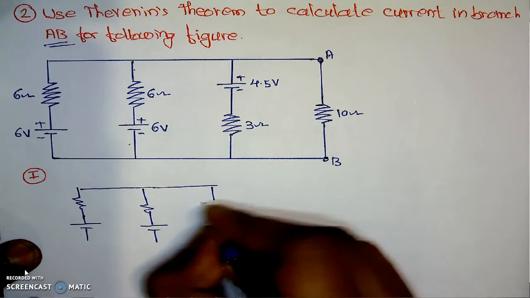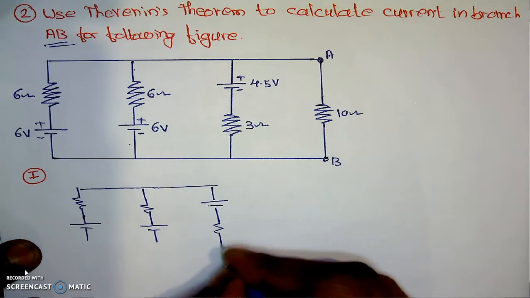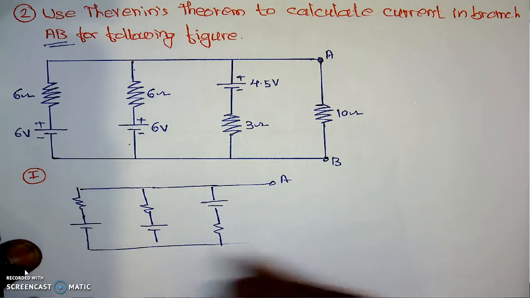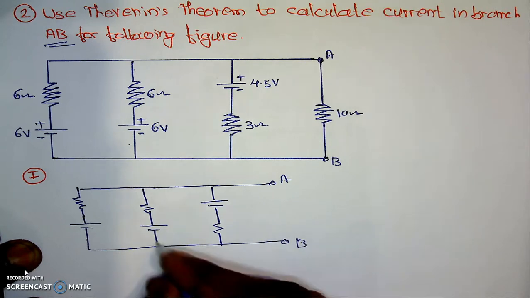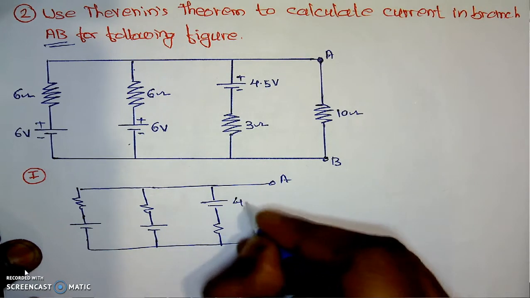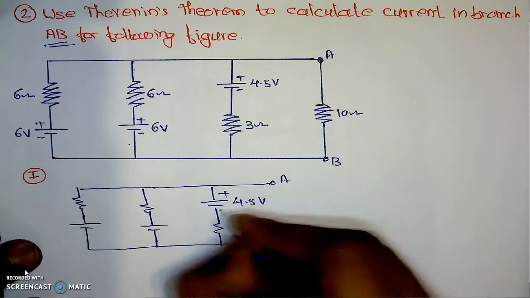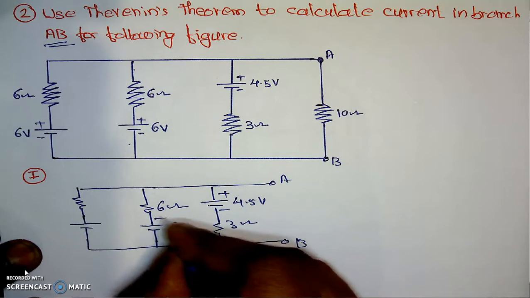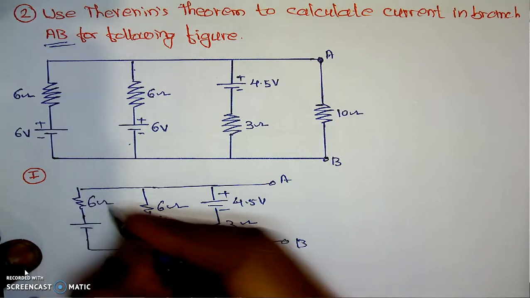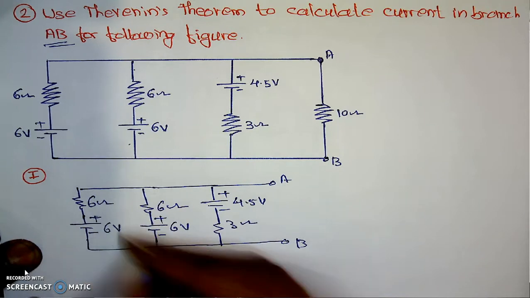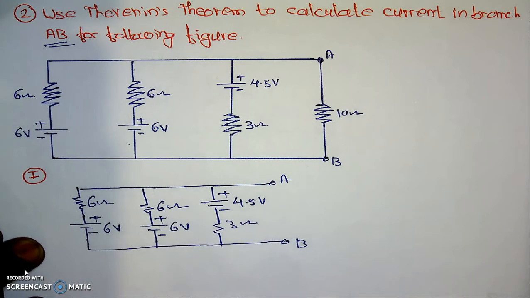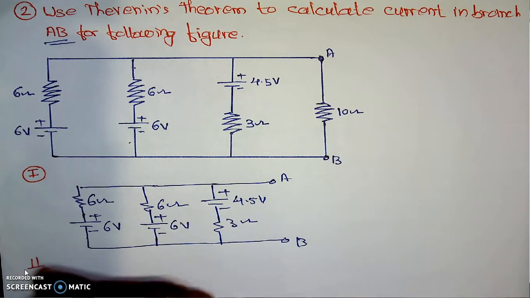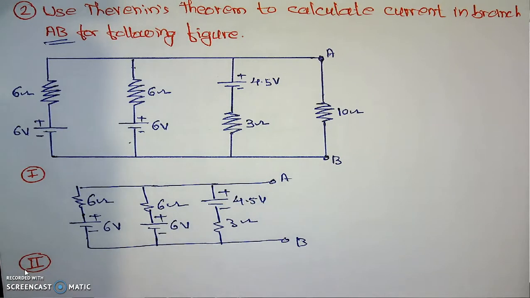The circuit for the first step will be something like this. Here is the terminal A and this will be the terminal B. Here it is 4.5 volt. This is plus minus 3 ohm, 6 ohm, 6 volt plus minus. This is 6 ohm, plus minus 6 volt. Here we are interested in the calculation of the VTH. Second step: we are interested to calculate VTH, that is Thevenin's voltage.